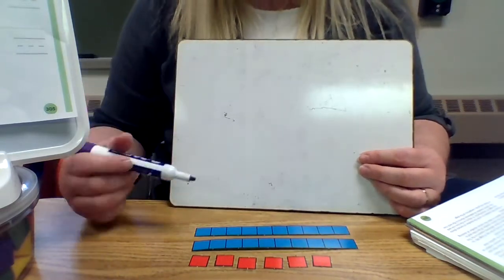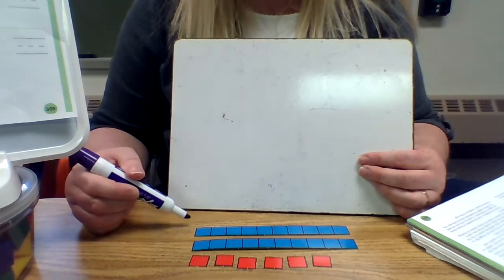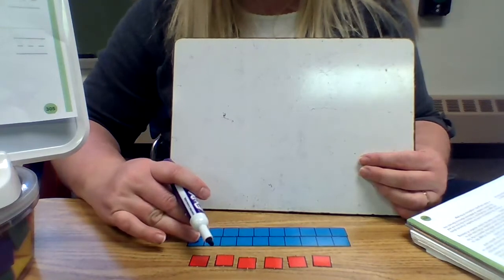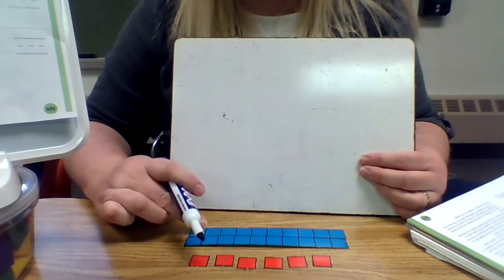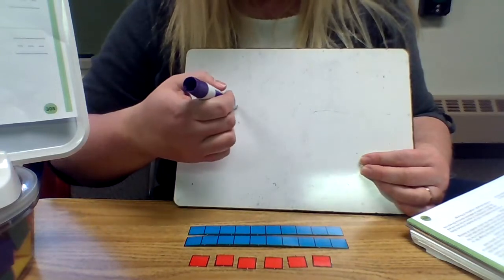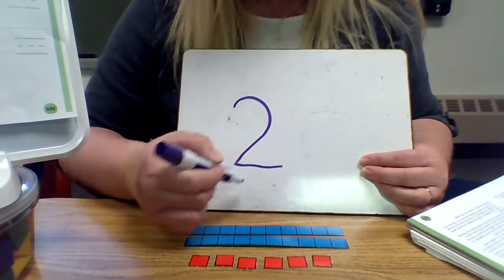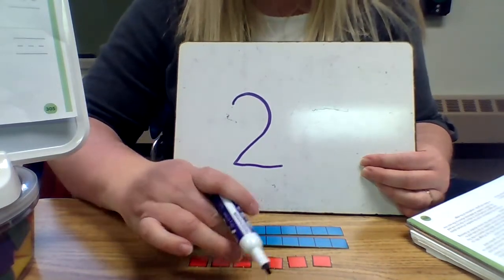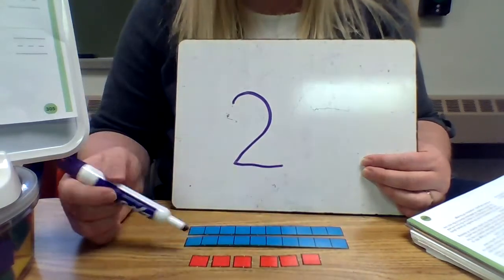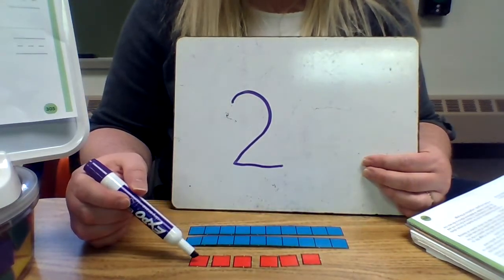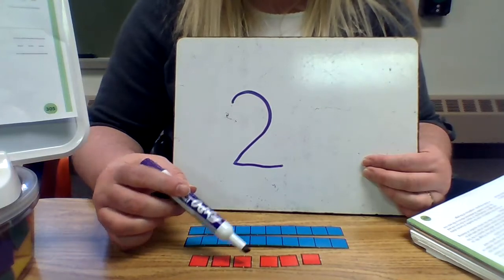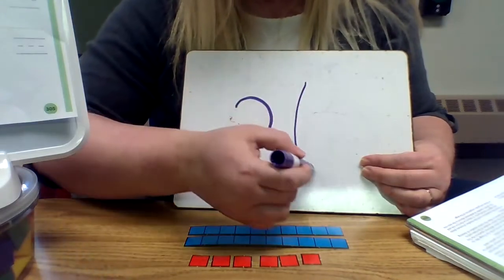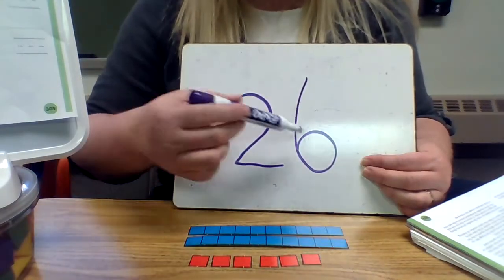Okay, so now how many rows of 10 do we have? 1, 2, right? Because they're exactly the same. So we know there's 10 in each. So we have 2 rows of 10. So I'm going to write a 2 in my 10 spot. Your first number is 2. That's how many rows. Now let's count these individually. We know there's not 10 here because it's not as long. So let's count them individually. 1, 2, 3, 4, 5, 6. So I have 26. These are my ones.